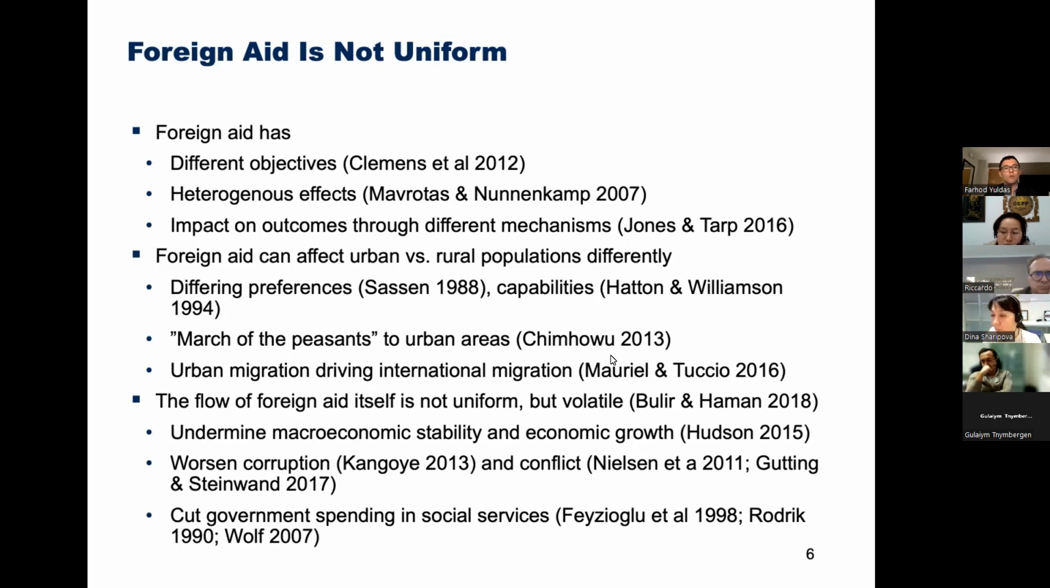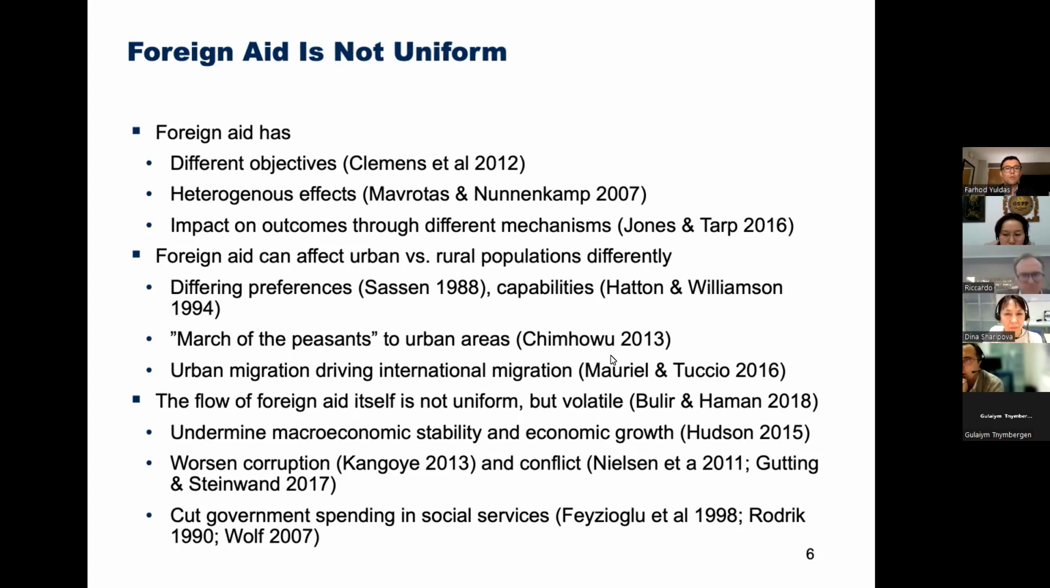And then we looked at how aid can have heterogeneous effects, as well as impact outcomes through different mechanisms. So thinking about that, we started getting deeper into how governance, economic and social aid might affect international movement of people differently, but also how rural and urban populations might behave differently in the presence of foreign aid in terms of their migration outcomes.